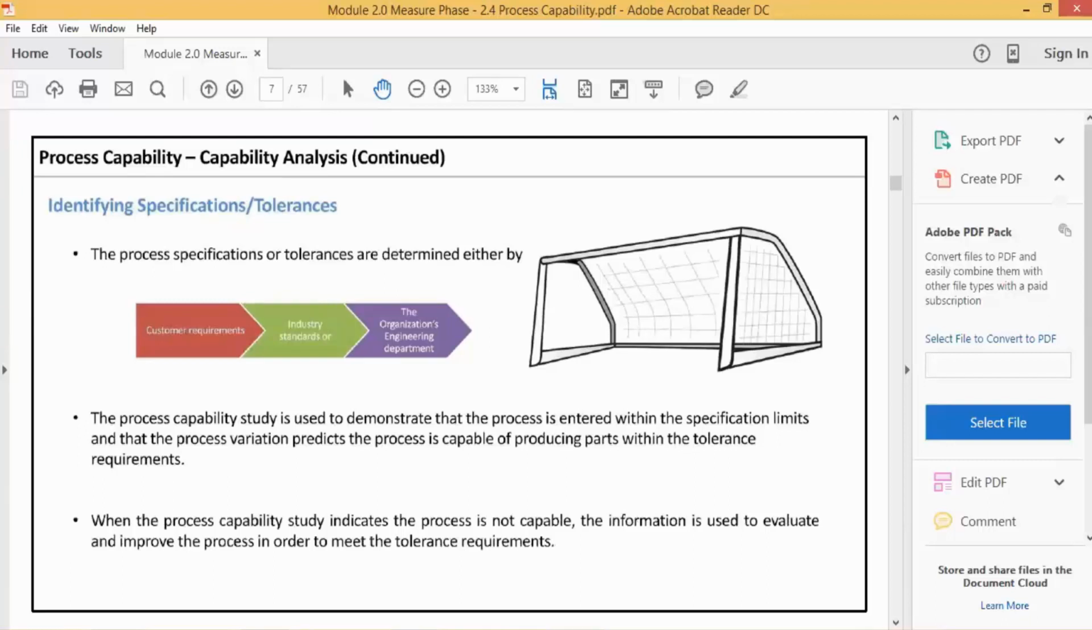When the process capability study indicates that the process is not capable, the information is used to evaluate and improve the process in order to meet the tolerance requirements. So we have to go back to the voice of customer. If we find in the measure phase that the process is not capable, there are variations in the process, we have to go back to the voice of the customer and again start from scratch. That is the main meaning of this.